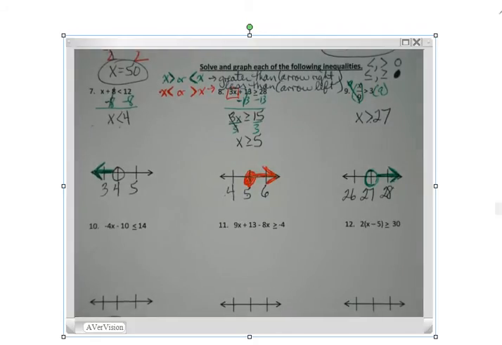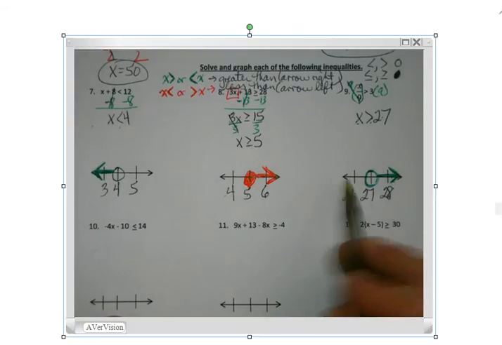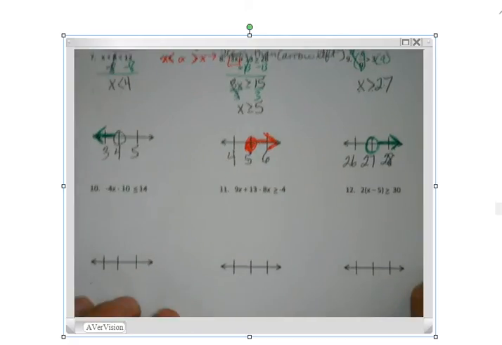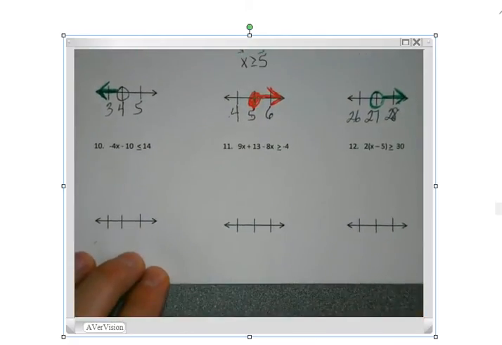And if you're not sure sometimes, you can almost think of it as, well, what if I plug the number in? You know, is 26 greater than 27? No, so I don't want to color on this side. There's some other little ways you can check when you're working through inequalities to make sure you're doing it right. All right, down the home stretch we come.